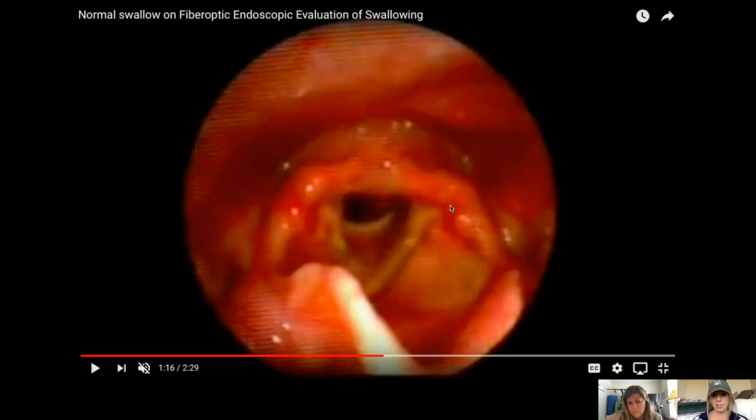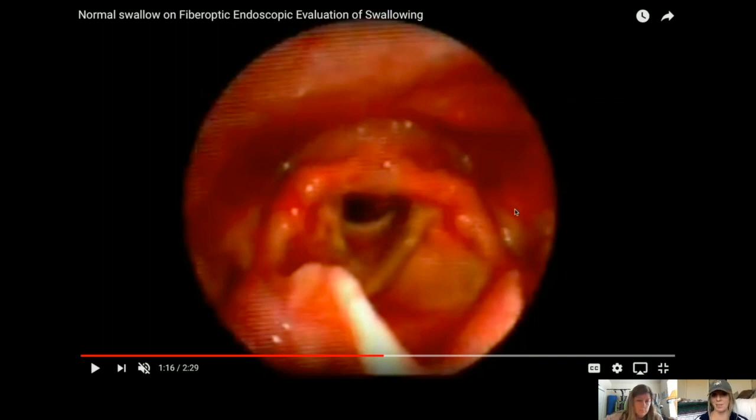And then on either side of the arytenoids, we have the left piriform sinus, and we also have the right piriform sinus. Sometimes when you swallow, there will be a little bit of residue, a little bit of pooling. Most times it's normal and not a lot to be concerned about. And as I mentioned earlier, this is the epiglottis, and it does snap down to protect the airway. Right behind the epiglottis, we have the valleculae. Sometimes there will be a little bit of residue and pooling there. Nothing to worry about.